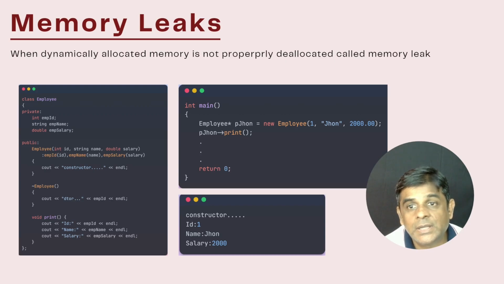So if you see in this code snippet, there is a class called Employee. It has a few member variables, and it has a constructor, a destructor and one method, print. In the main, we are creating an object dynamically using the new operator. That means memory has been allocated dynamically. And here we haven't deallocated this memory. That means the memory which has been allocated will never be deallocated. This is called a memory leak.